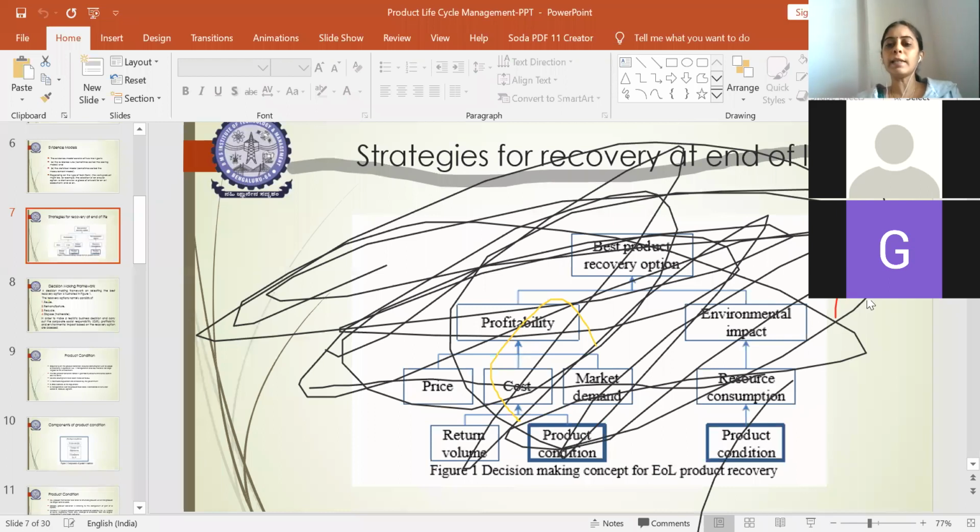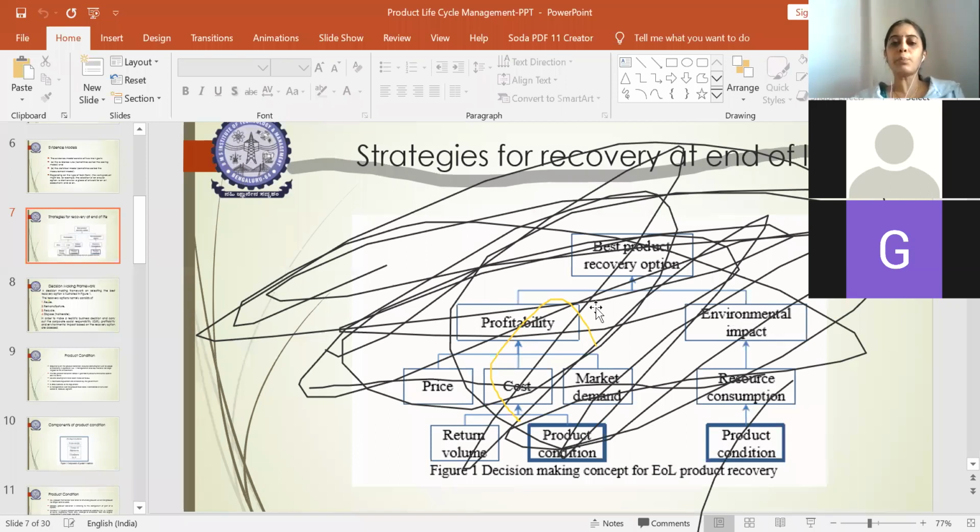The other line is the one in which it will evaluate the environmental impact on the product condition. Like what are the resources or the materials which are being used in the product, and how it is associated with the environment, whether it is eco-friendly or whether it is affecting the environment. All those things will be evaluated.